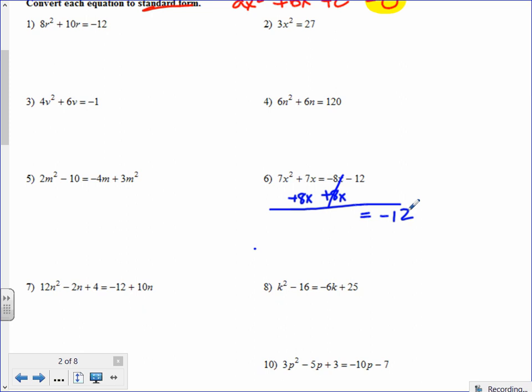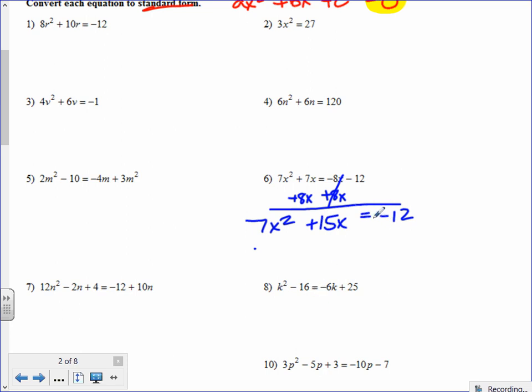On the left-hand side, I'm going to combine like terms. So 7x squared is by himself, 7x squared. 7x, can you combine that? Yes. You can combine 7 and 8x. They're both positive, so that makes 15x.